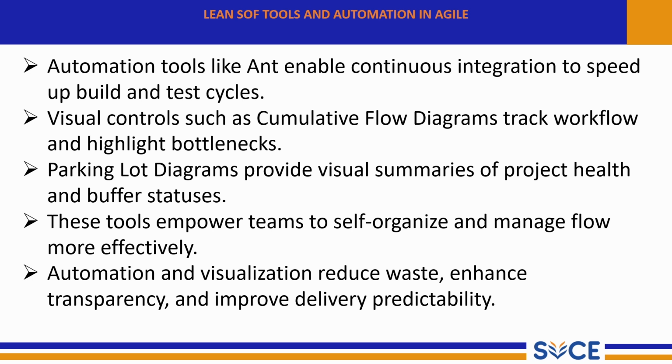Next are visual controls such as the cumulative flow diagram, which tracks workflow and highlights bottlenecks. Visual tools help agile teams understand the current status of the project quickly. The cumulative flow diagram is one such tool that shows how tasks move across the different stages like to do, in progress, and done. It also highlights bottlenecks and places where work is stuck and needs attention.